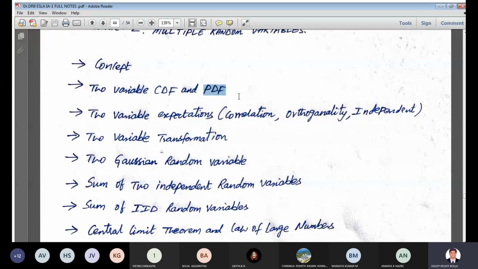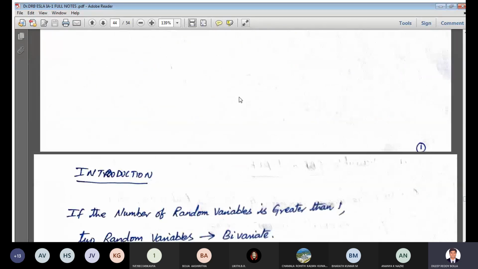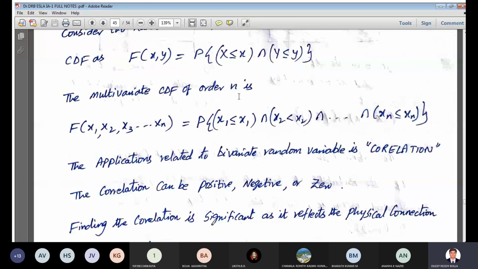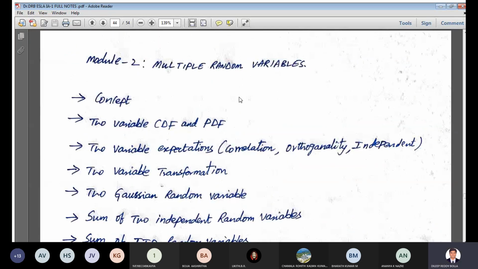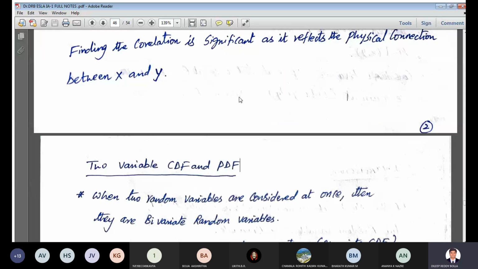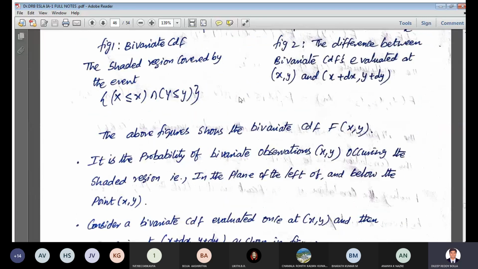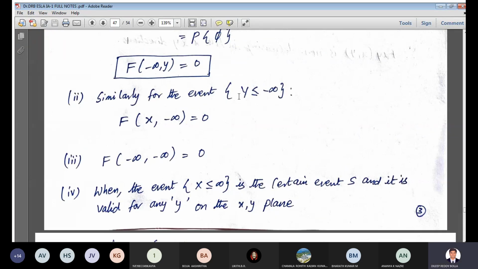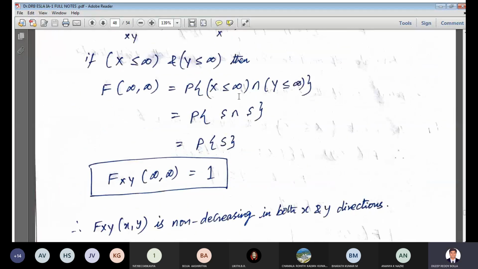So what is there up to this material? That much content you can prepare for your internals. This was the concept we have seen, about two variable CDF and PDF. This is what we saw in the previous class, and some special cases we have seen.